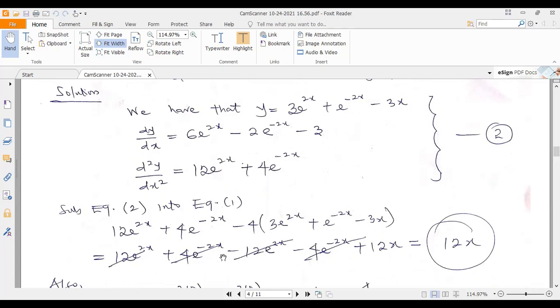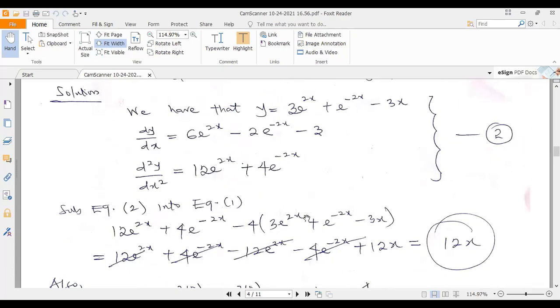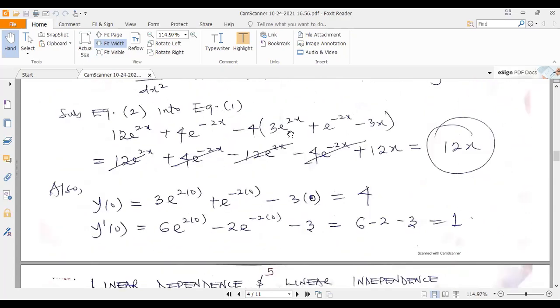Now look at this, you see that this one will cancel this, this one will cancel this. What do you have? You have 12x, which is 12x. So which means that the solution actually satisfies the problem. Now let's take a look at the condition.